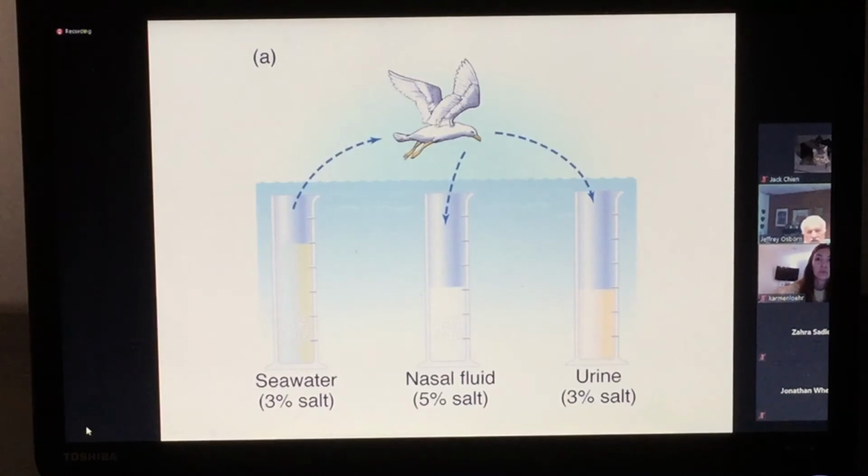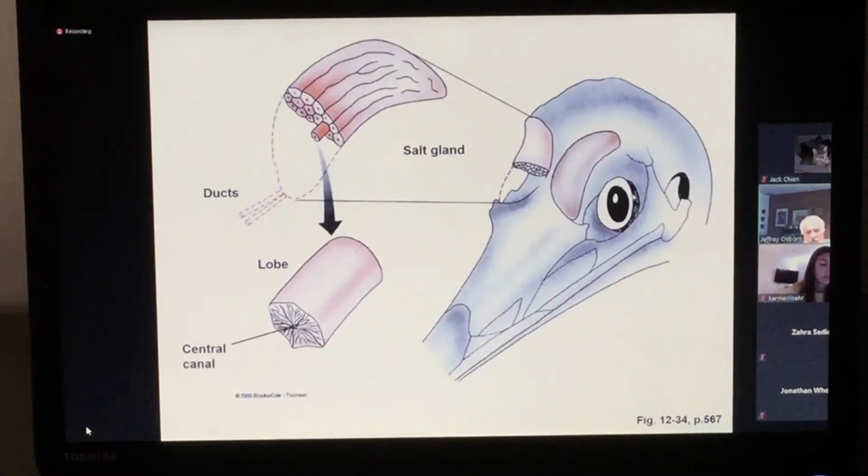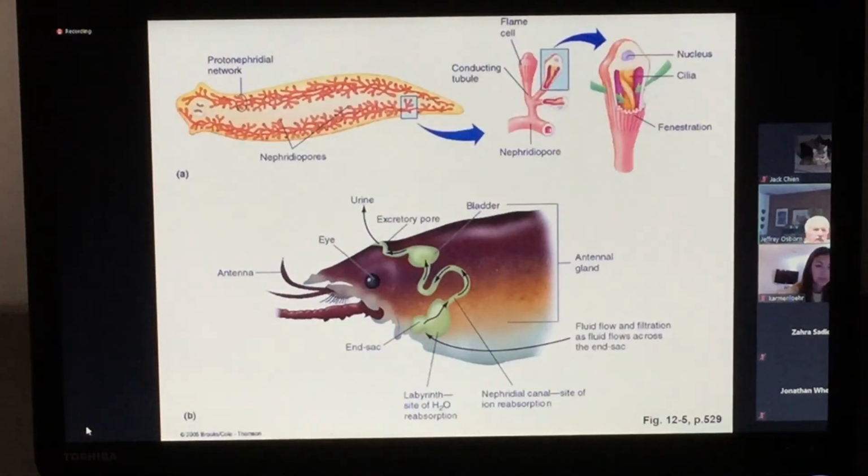So those seagulls have become osmoregulators by developing salt glands within their nasal region to collect the salt from their plasma, from their extracellular fluid, and put out sodium chloride crystals. Now, all different kinds of organisms have different ways in which they control their internal sodium chloride environment.